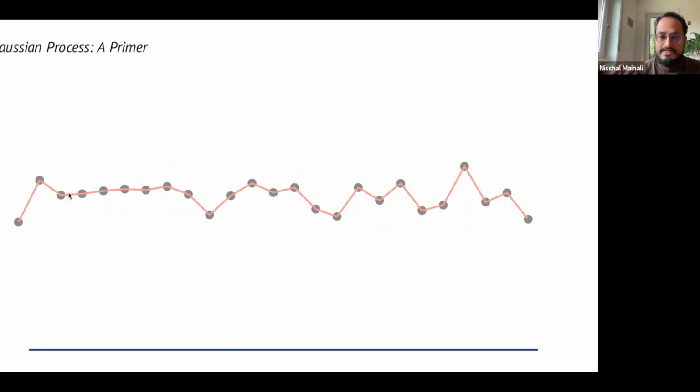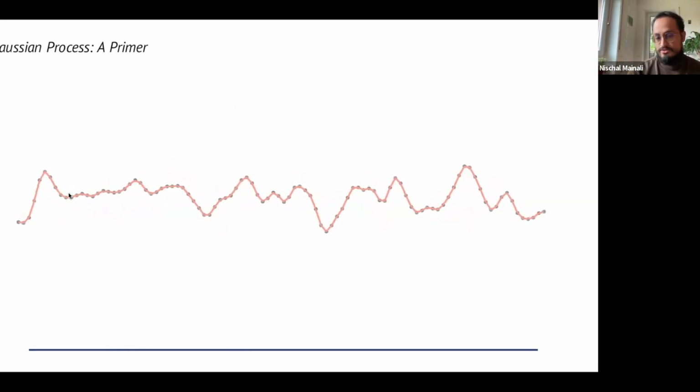So if we do this discretization and sampling in a finer and finer way, in the limit, we get to a continuous function, a random function over the space. And this is going to have a property that if we pick any finite number of points in the random function, they will be jointly Gaussian distributed. And this is exactly what a Gaussian process is.